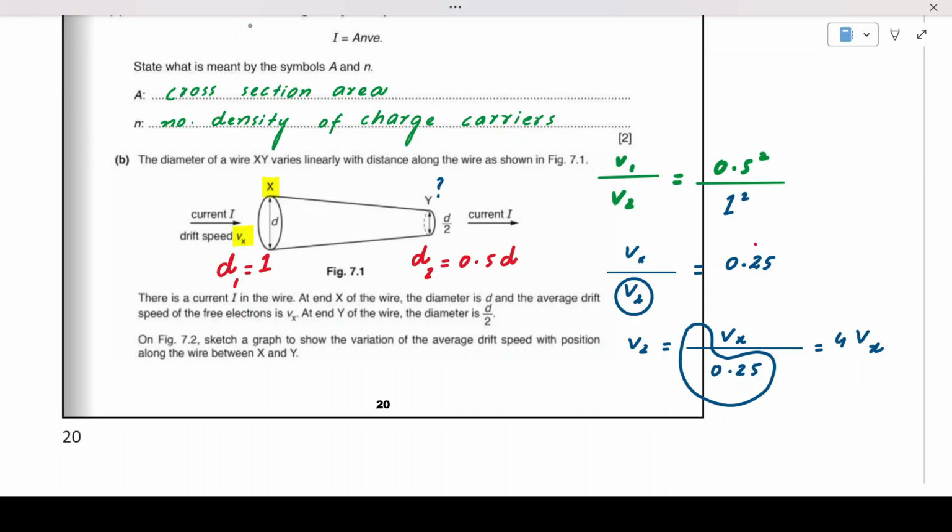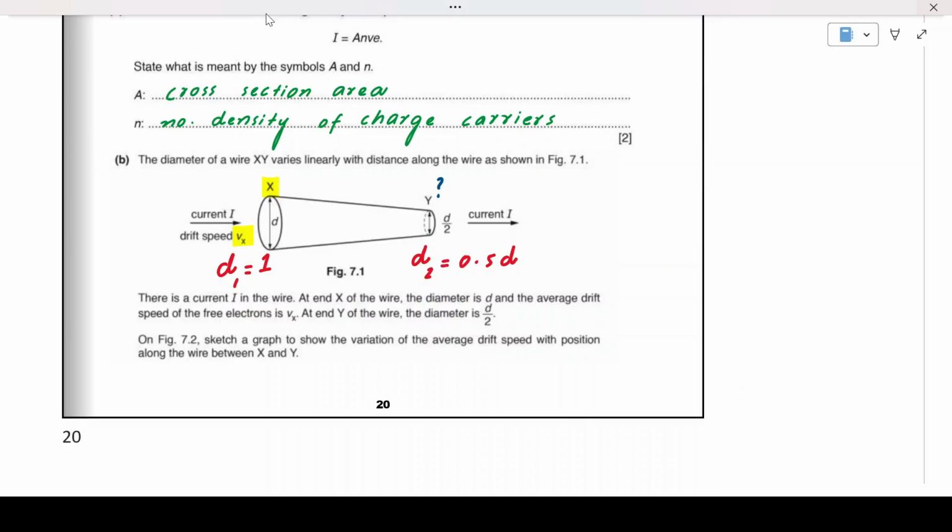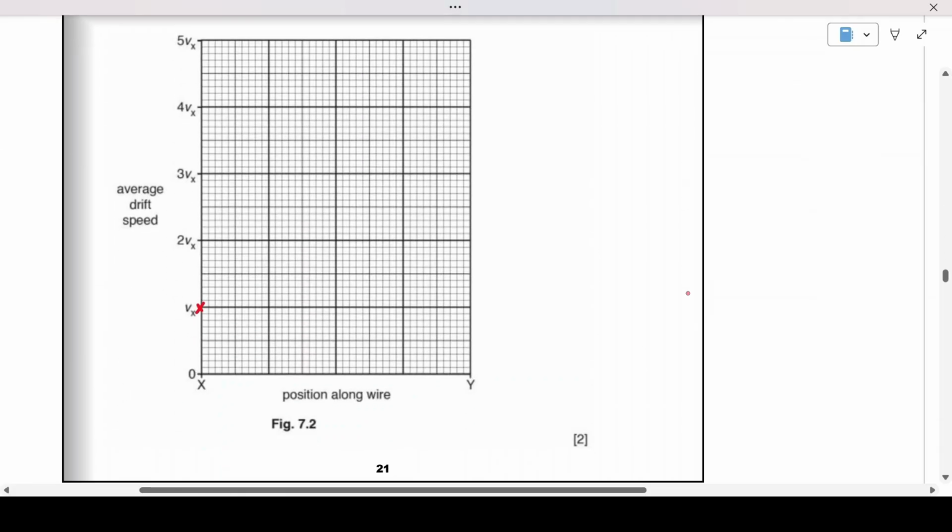Let me give you a shortcut also. So either you can use the drift speed ratio formula, which is itself a shortcut, by the way. There is yet another shortcut. All you need to do is write the previous drift speed on the numerator, divided by the square of the coefficient of the new diameter. So simply this. Vx divided by the square of 0.5 will be 4 times Vx. So gentlemen, this is your new drift speed.